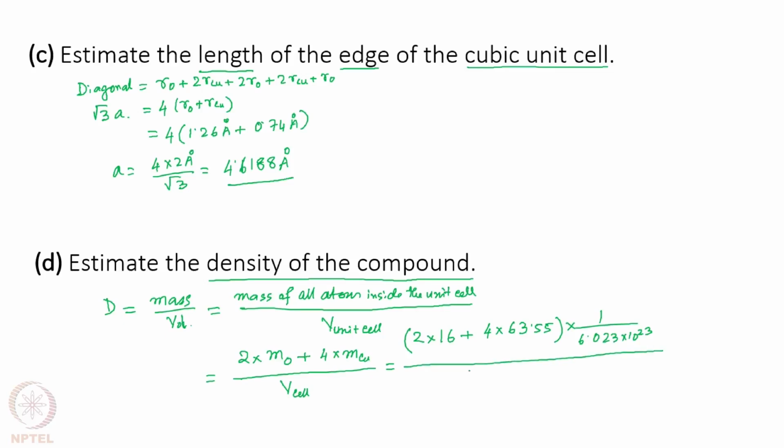divided by the total volume of the unit cell, which is 4.6188 into 10 to the power minus 8 centimeter whole cube. So if you calculate this number, this density should turn out to be 4.8 gram per cc, or 4.8 gram per centimeter cube.